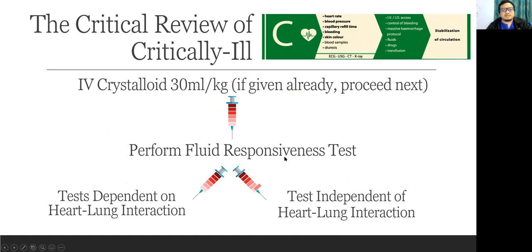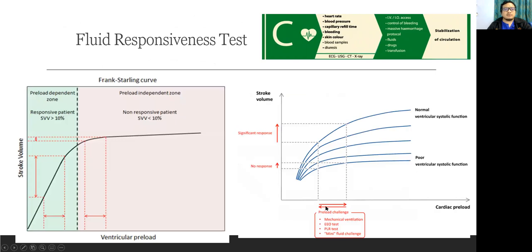And this fluid responsiveness test is of two types: one test is dependent on heart-lung interaction, another one is independent of the heart-lung interaction. What is heart-lung interaction? This is best described in the Frank-Starling curve, where the increase in preload will increase the contractility, subsequently improving the BP. But this is only applicable if the patient has a good ventricular systolic function. So if you suspect the patient is under-volume, you can give fluid. But if you want to see the fluid response, for the test to become positive, you have to give the dobutamine first.